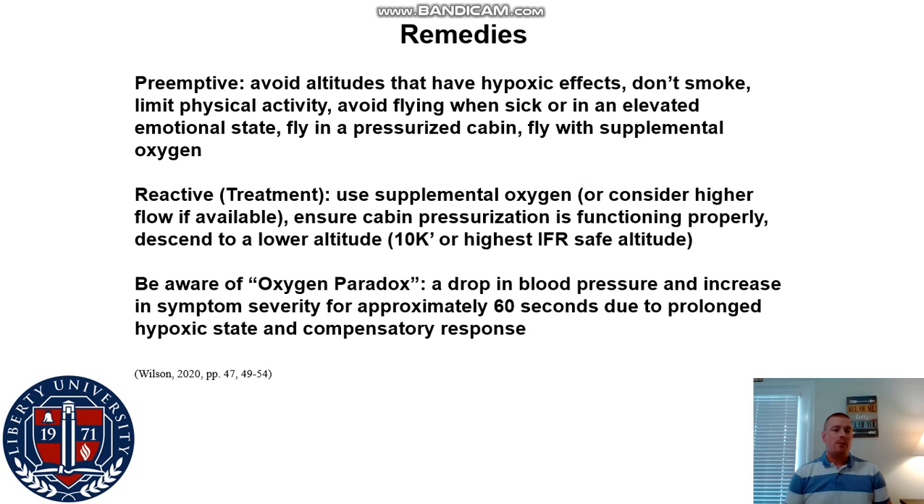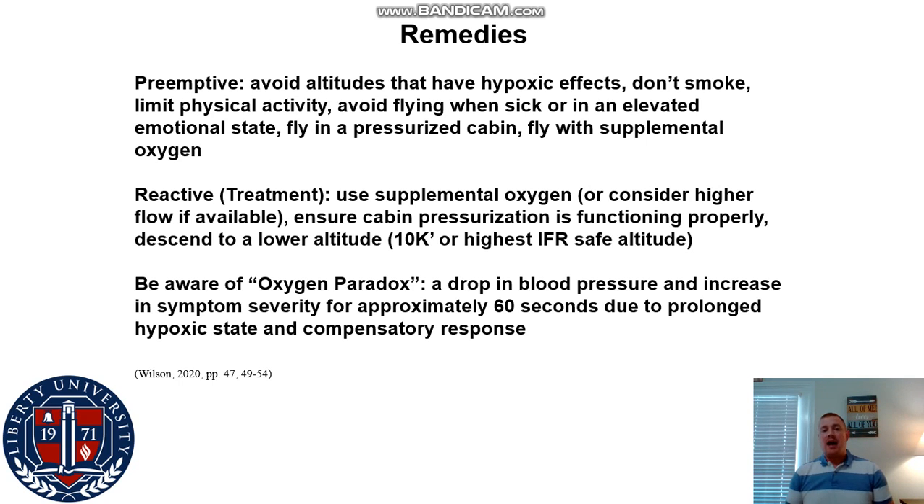So remedies. Preemptive remedies would be avoiding hypoxic altitudes. Don't smoke. Limit your physical activity. Avoid flying when you're sick or in an elevated emotional state, because in those situations your body is consuming more oxygen. It's metabolizing that oxygen so that you'll get better or your brain can think in those elevated states. Also, you want to be able to fly in a pressurized cabin if possible, or fly with supplemental oxygen.